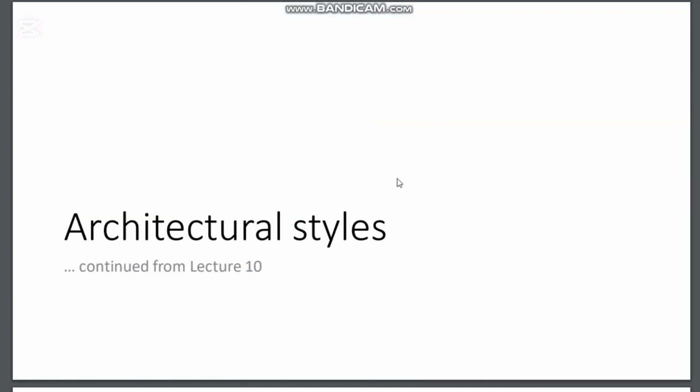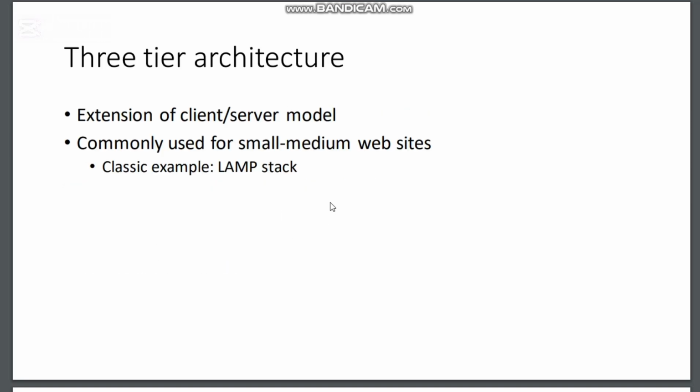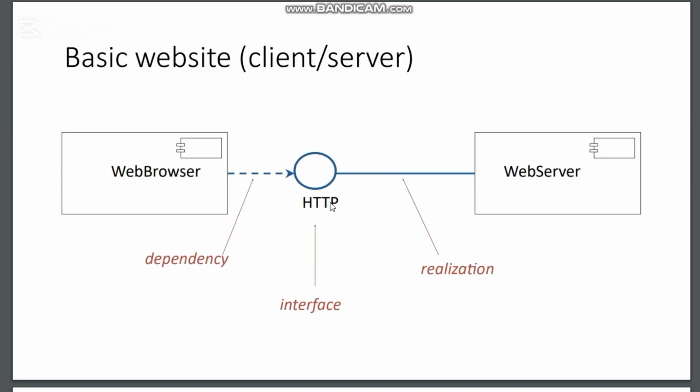Here we have the lecture goals, which include identifying common architecture styles, including three-tier architecture and model view controller, and encapsulating deployments using virtualization. Here we will also see deployment using virtualization, where we basically use virtual machines and then containers and serverless programming. Architecture styles: we have the three-tier architecture style.